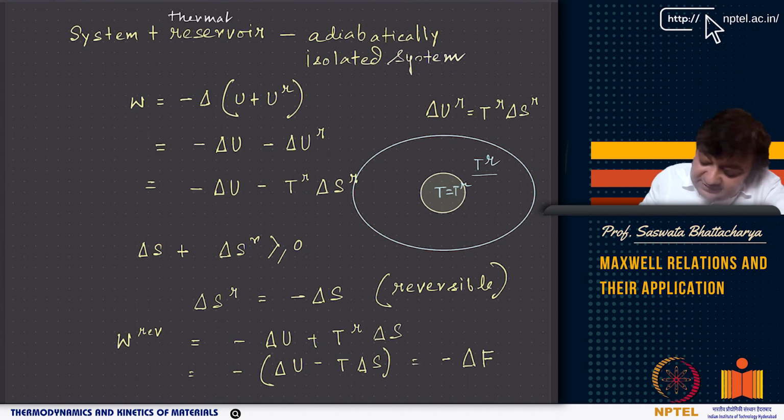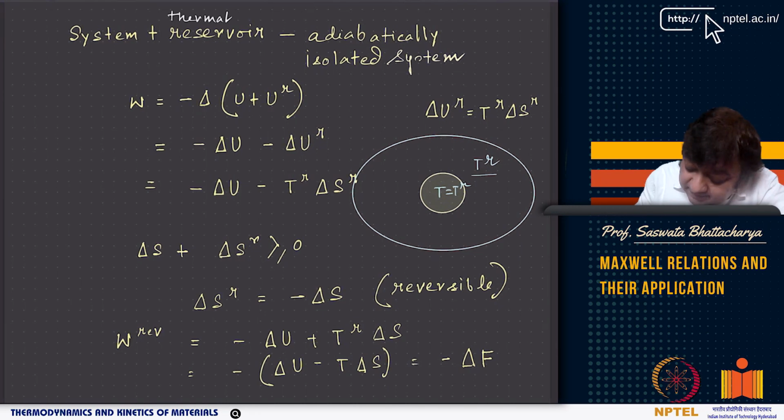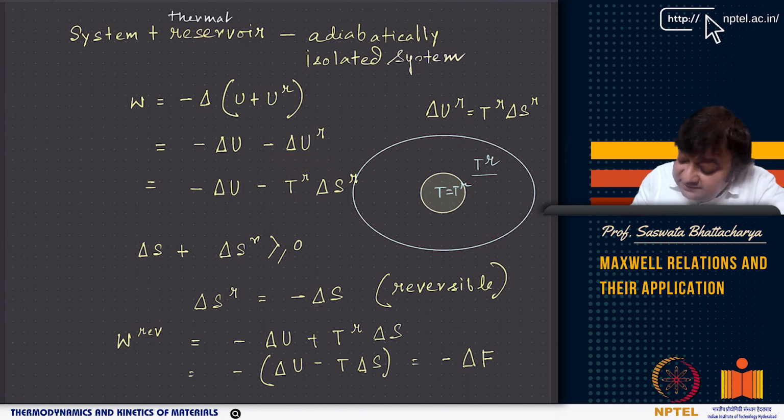Now one very interesting thing that comes in here is delta UR, the change in internal energy of the reservoir. Assume a reversible process. Then delta UR is nothing but Tr delta SR, where delta SR is the change in entropy of the reservoir.